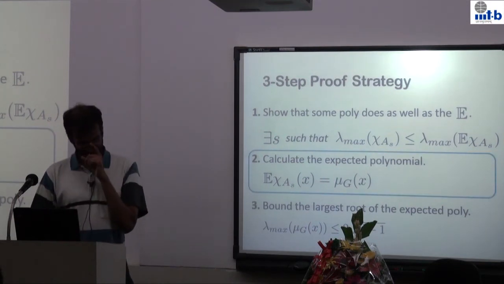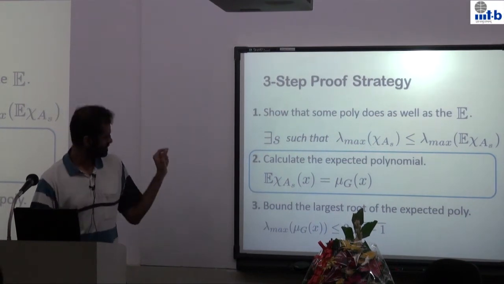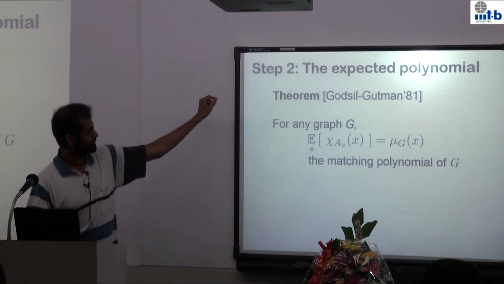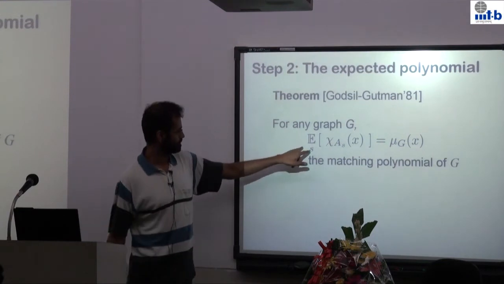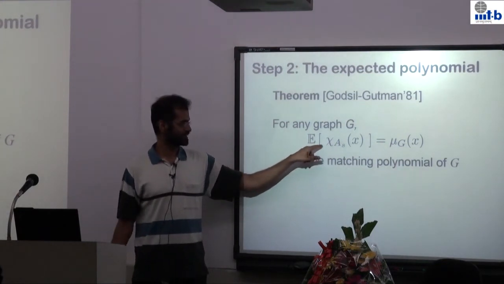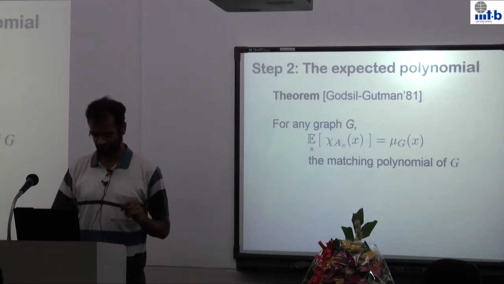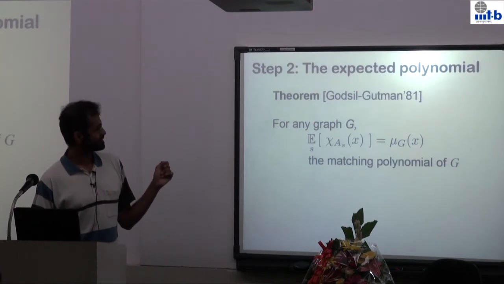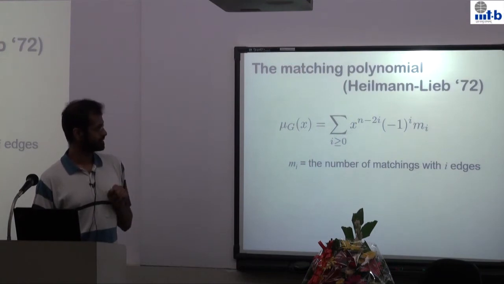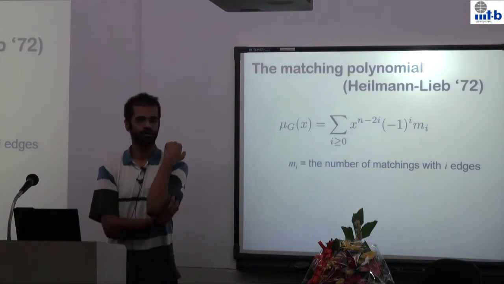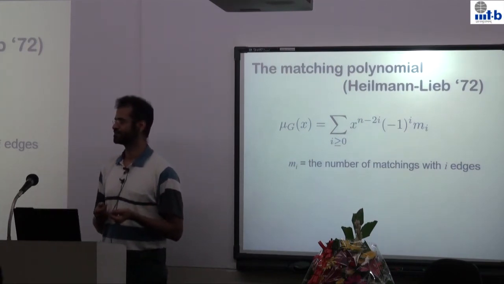This was actually done over 30 years ago by Godsil and Gutman in a different context. They proved this identity, which says that if you have any graph G, and you look at a random signing of it, then the expected characteristic polynomial of a random signing is equal to the matching polynomial of the graph. What's the matching polynomial of a graph? It was defined by Heilmann and Lieb in 1972 in the monomer-dimer models in statistical physics. It's basically a generating function which counts the number of matchings of different sizes in a graph.